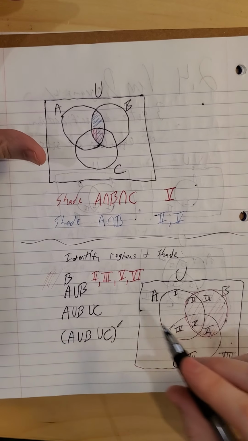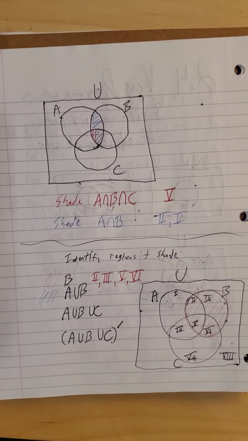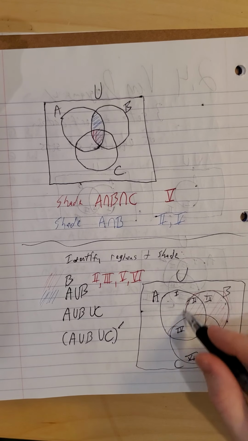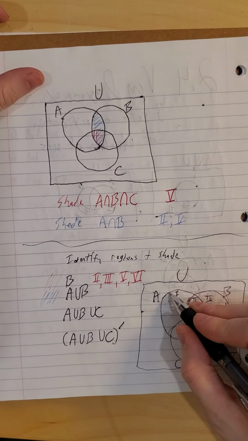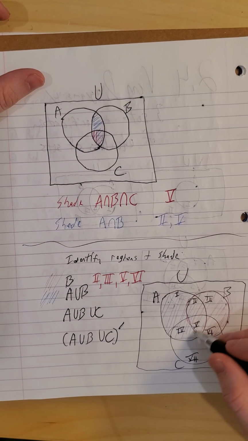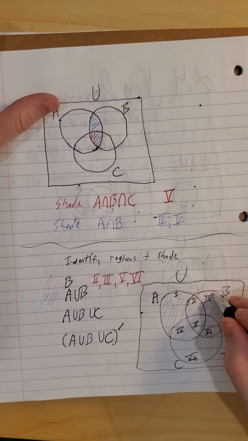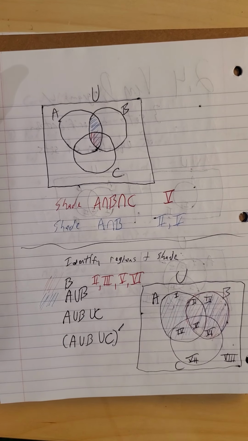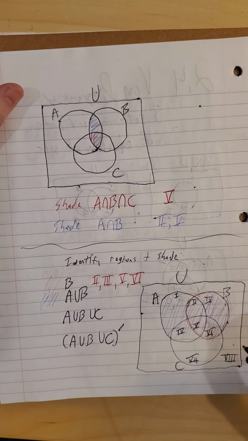Similarly for the second one, I'll just do the same but in blue, A union B, anything that's inside of circle A or in circle B. Remember the union, if it's in one or the other or both, we get to keep it. So I get to keep all of region 1, all of region 2, all of region 4 and 5, as well as everything over here. So we kept regions 1, 2, 3, 4, 5, and 6.